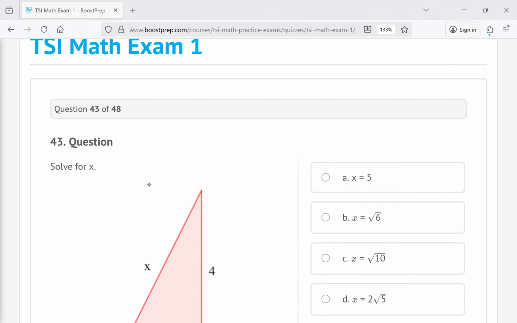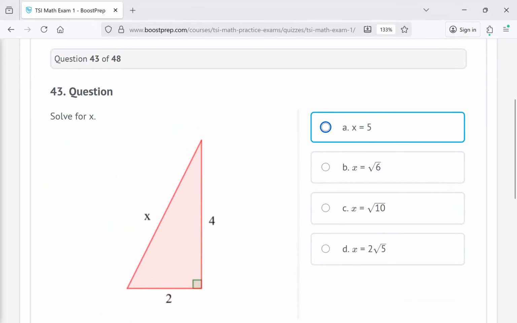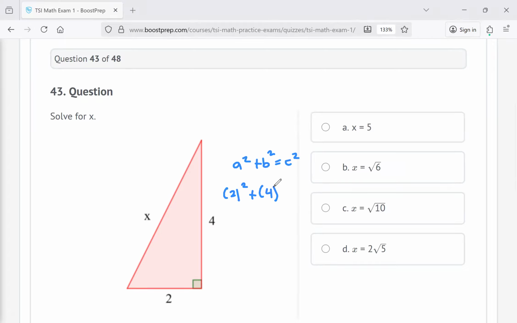This one, solve for x. So what we're going to do is just use the Pythagorean theorem. Because it's a right triangle, a squared plus b squared equals c squared. So it's going to be 2 squared plus 4 squared equals x squared. So 2 squared is 4, 4 squared is 16, equals x squared.